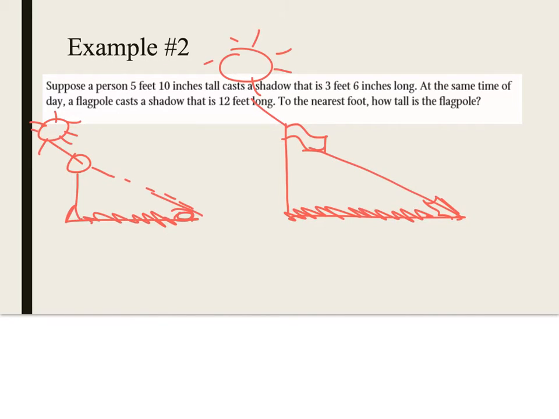So the person is 5 foot 10 inches tall. The shadow is 3 feet 6 inches long. At the same time, the flagpole, which we don't know how tall it is, and yep, that's what they ask, is casting a shadow that's 12 feet long. So I hope you're already thinking we've got to be in similar units, so probably the best thing to do would be change this to inches so you don't have to use decimals for your feet, and then we can go back to feet since the question is to the nearest foot, how tall is the flagpole?